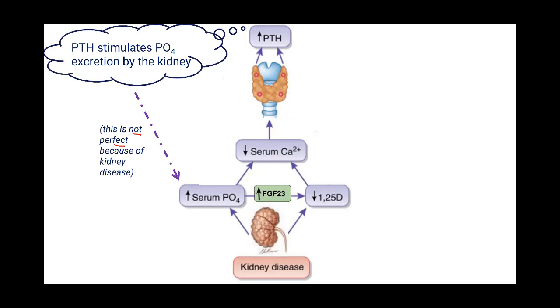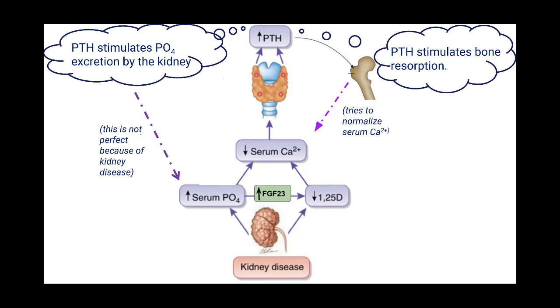but it does try to get the phosphorus levels down. And the high parathyroid hormone also breaks down bone, stimulates bone resorption, and tries very hard to normalize the serum calcium level, which, as we have learned, is very important to maintain the various functions, electrical, hematological, endocrinological functions in the body.